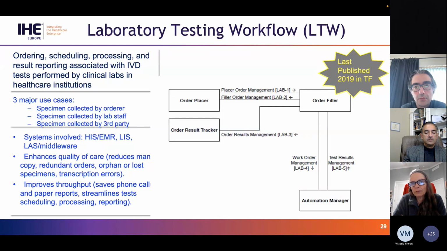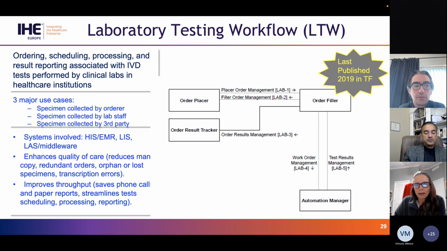Obviously, the benefits are that you have single order entry on the EHR side. The physician doesn't have to use a web portal to type in that order again, or the lab person doesn't have to transcribe it off a paper order coming in. The laboratory will know that it's supposed to see a specimen that might never arrive, so they can do some sleuthing and figure out where that specimen went and what's going on. And then it reduces transcription errors and hopefully improves throughput and saves phone calls and paper reports.